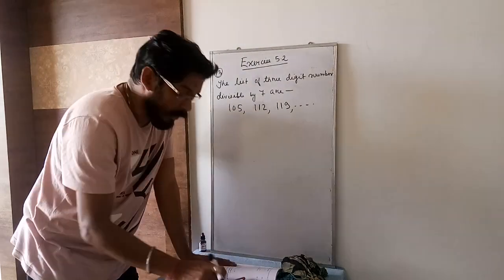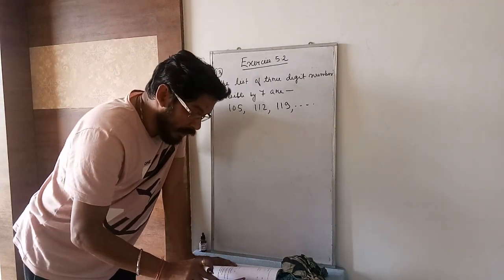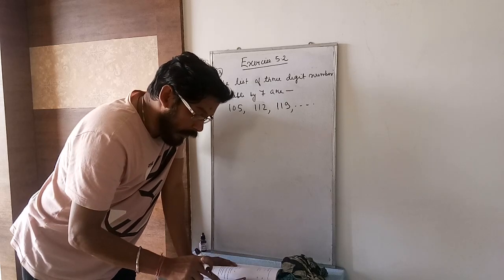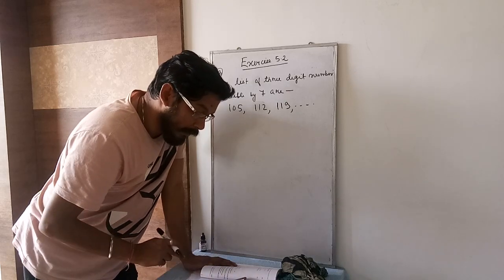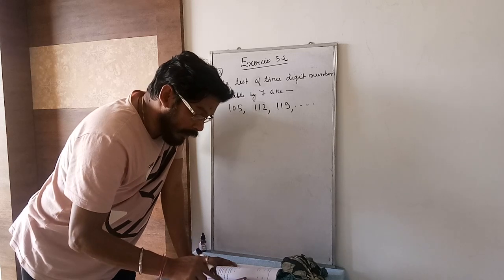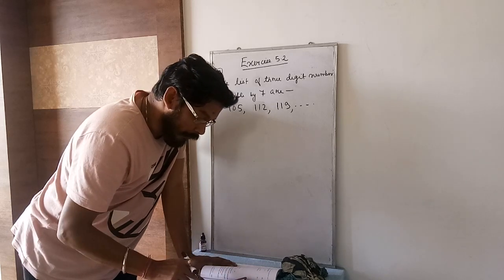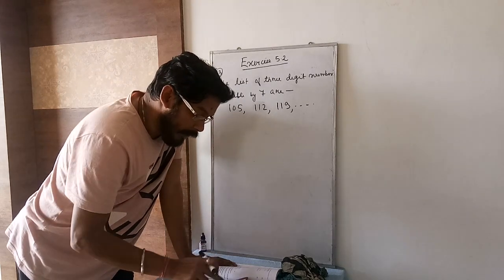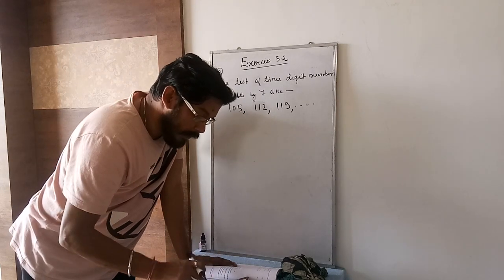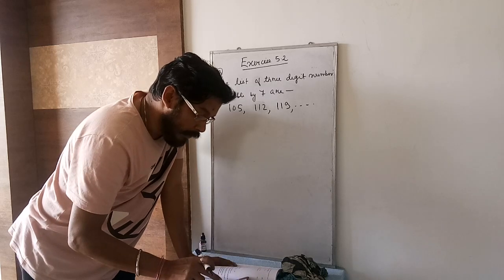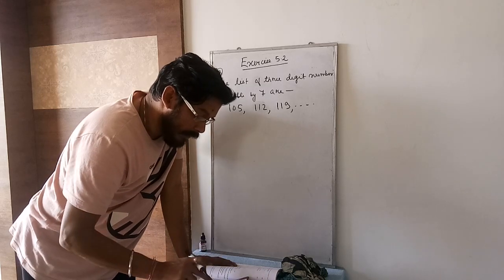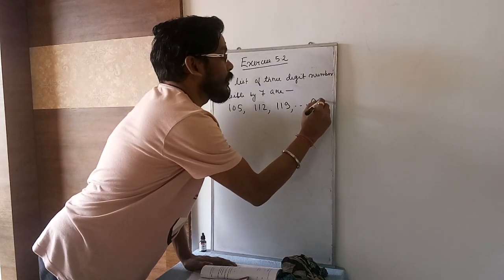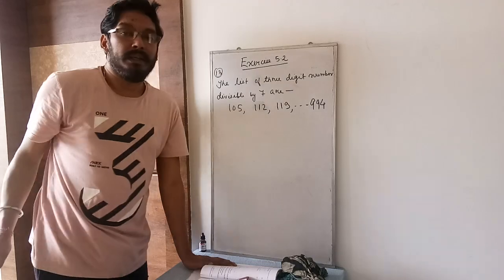But 999 is not divisible by 7. Let me check it. 998 divided by 7, you will have some remainder. 997, 996, 995 divided by 7, you will get a remainder. 994 divided by 7, 140 which will be 994. So this is the last 3-digit number which is divisible by 7.